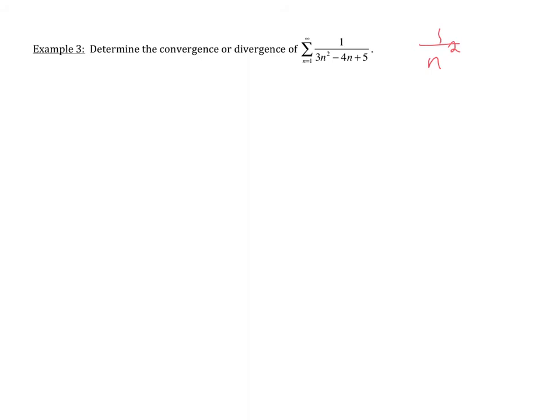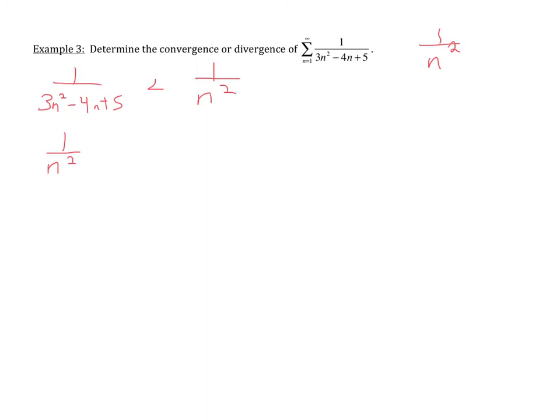So the first thing I'm going to do is determine which one's bigger and which one's smaller. 1 over 3n squared minus 4n plus 5 is going to be less than 1 over n squared, because for really large values of n, that denominator is going to be larger. So 1 over 3n squared minus 4n plus 5 is less than 1 over n squared. Now for 1 over n squared, we need to determine its convergence or divergence.